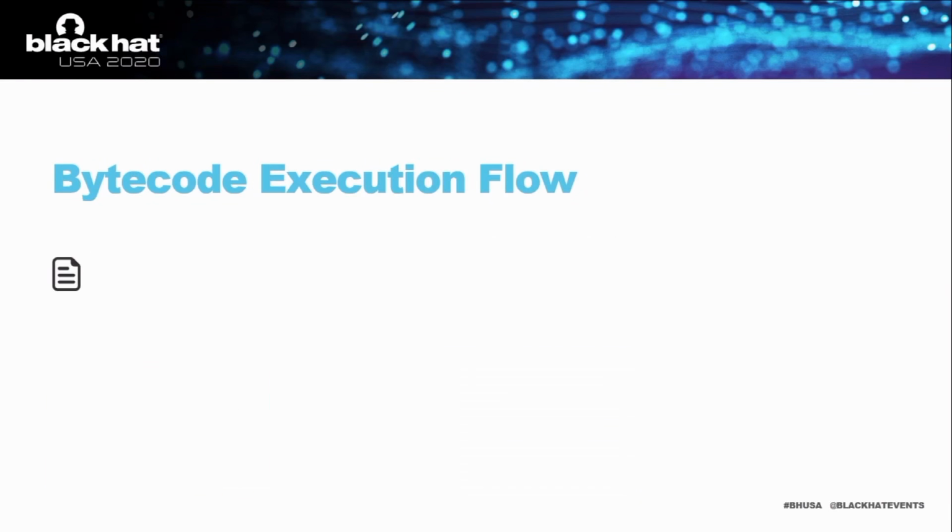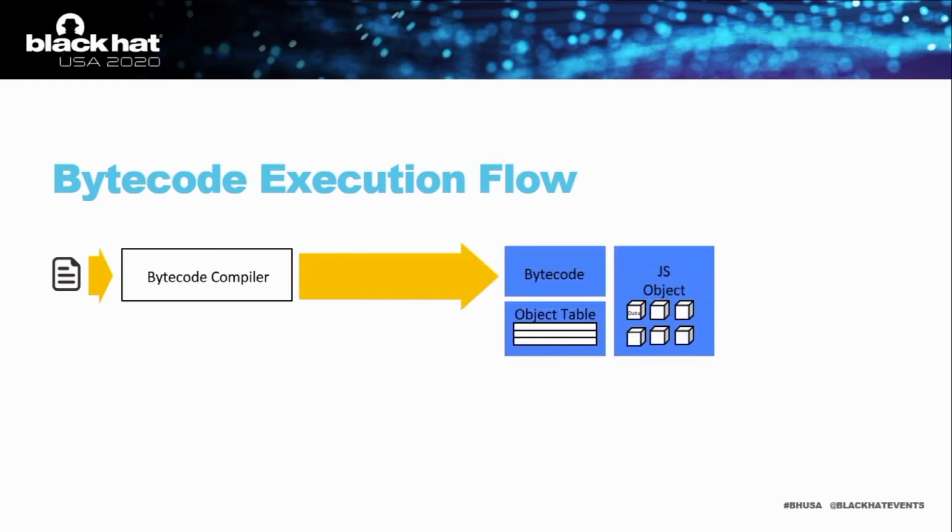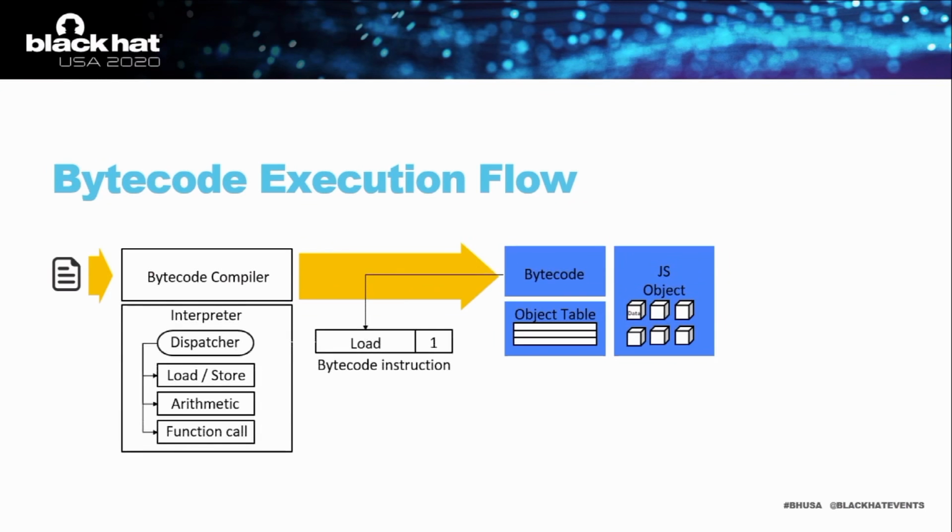Before going to talk about our attacks and defenses, I will go over how interpreter executes. Look at this slide. When script is about to be executed, it is compiled by bytecode compiler, which generates bytecode, object tables and JavaScript object. Bytecode is a stream of the bytecode instructions, which are executed by the interpreter one by one. Bytecode instructions are pretty much similar with machine instructions in that it has opcode and operand.